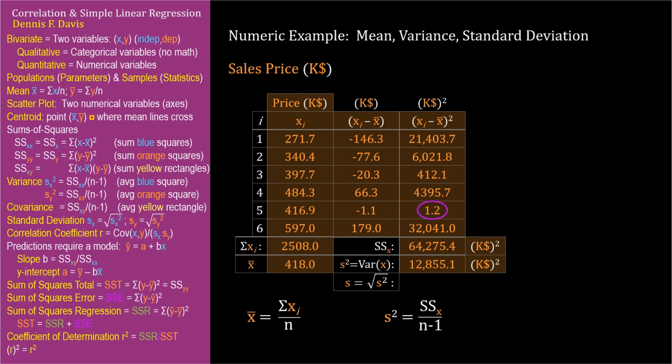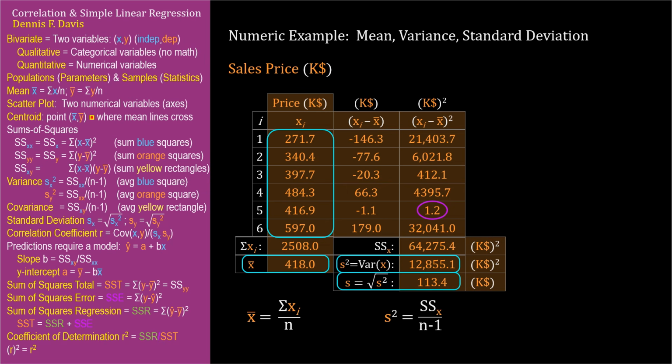Finally, the standard deviation is the square root of the variance, which is easy to remember since s is the square root of s squared. The square root of 12,855.1 is about 113.4, and since we took the square root, the units are back to K dollars. So, given a small numeric sample, we know how to find the mean, variance, and standard deviation.